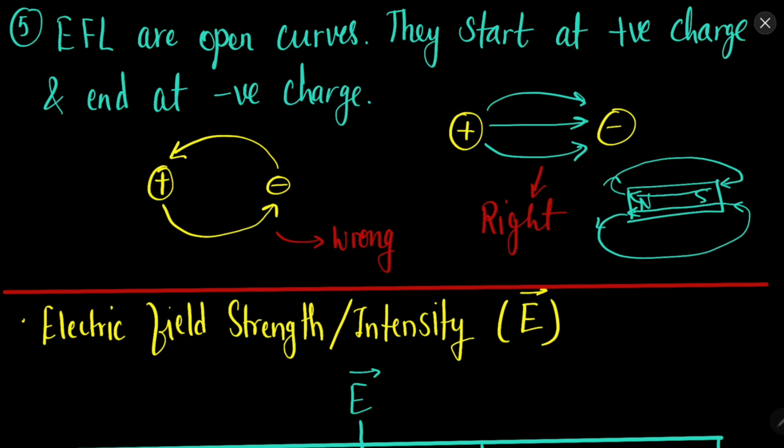Okay, it is not like that: a positive charge goes to negative and then from negative the electric field lines come back to the positive. No, the electric field lines will always go from positive to negative charge. Because of that we say that they are open. Okay, electric field lines are open curves.